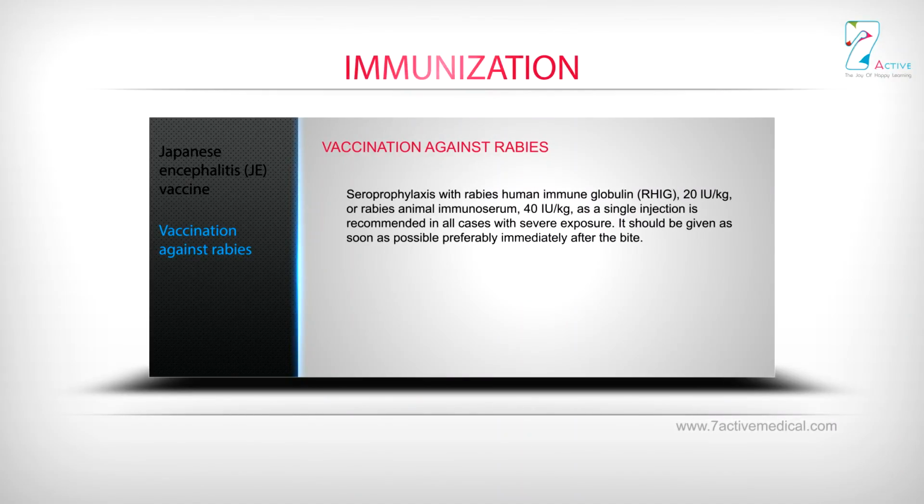Seroprophylaxis with rabies human immune globulin RHIG 20 IU per kilogram or rabies animal immunoserum 40 IU per kilogram as a single injection is recommended in all cases with severe exposure. It should be given as soon as possible, preferably immediately after the bite.